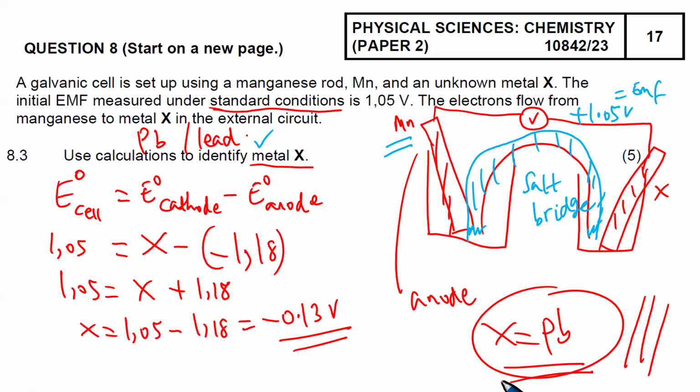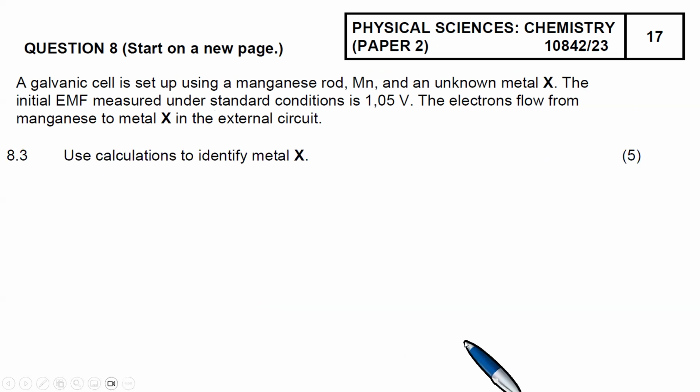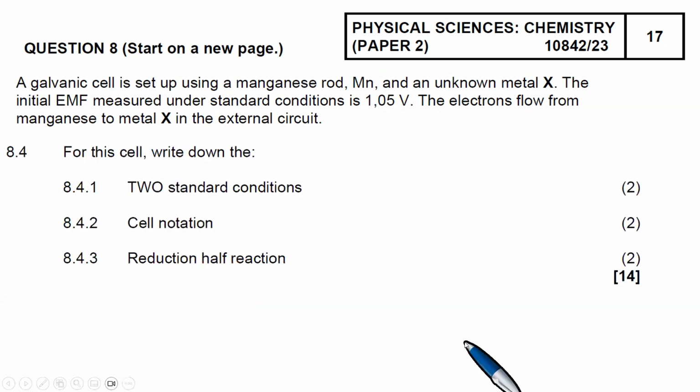We look at the next question. For this cell, write down the two standard conditions, grade 11s and the matrix. You need to remember your standard conditions very well. What are the two standard conditions? The standard conditions are done at both grades, and I emphasize, at both grades 11 and 12.